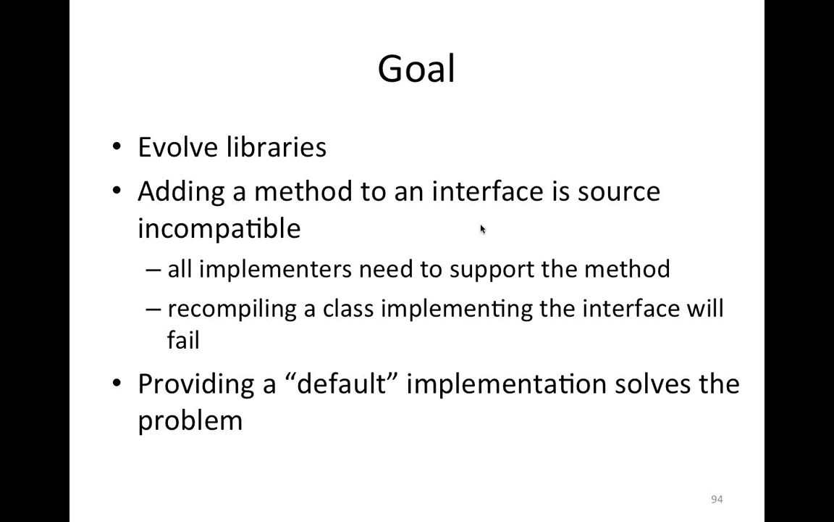So the general idea is, to evolve libraries in a backward compatible way, library designers have to provide a default implementation that you can inherit from. So if you're not providing it, there's one accessible.